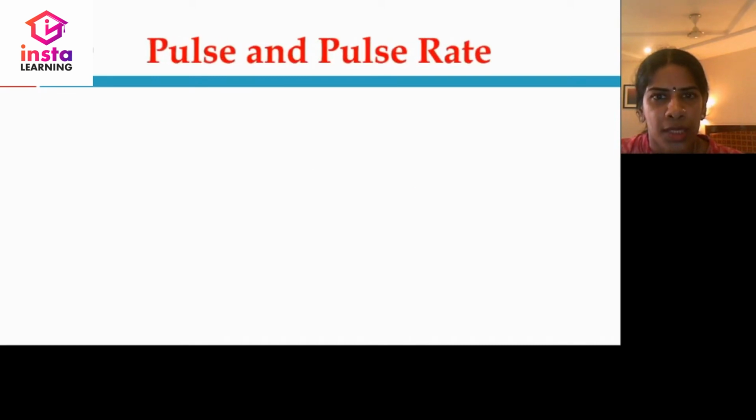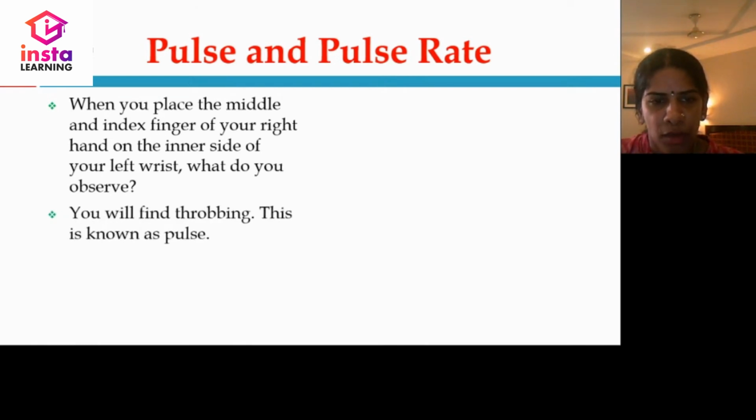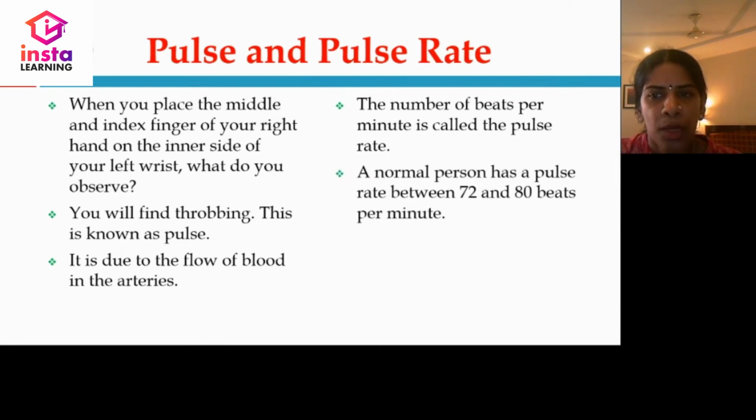Pulse and pulse rate. When you place the middle and the index finger of your right hand on the inner side of your left wrist, what do you observe? You will find throbbing. This is known as pulse. It is due to the flow of blood in the arteries. The number of beats per minute is called pulse rate. A normal person has a pulse rate between 72 and 80 beats per minute.